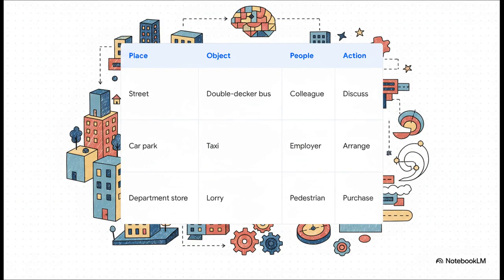And we can zoom in even closer than that. This is where we build a little micro scene. So you take a place, say a street, you add an object, a double-decker bus, and then people, like a colleague, and then an action, like discuss. And suddenly, you can just see it, can't you? You're right there. It's a living, breathing moment, all constructed by combining vocabulary from different places.